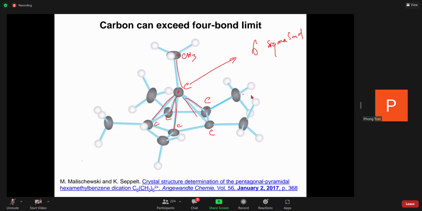So can anyone in this class imagine how one carbon with 4 valence electrons can make 6 sigma bonds from only 4 valence electrons? Does anyone in this class want to imagine something, to propose something?